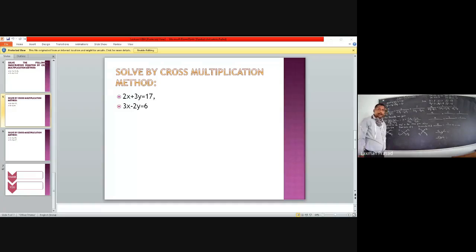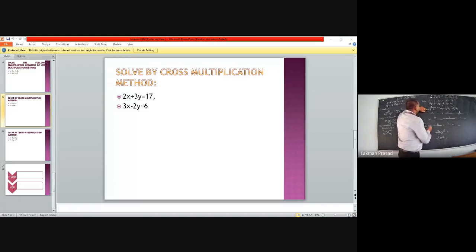Then the formula is x divided by b1c2 minus b2c1 equals y divided by c1a2 minus c2a1 equals 1 upon a1b2 minus a2b1. Okay, so let's start to solve.